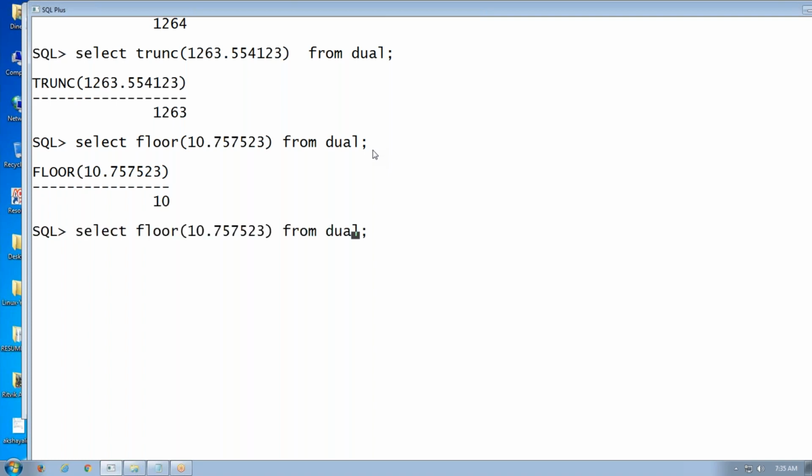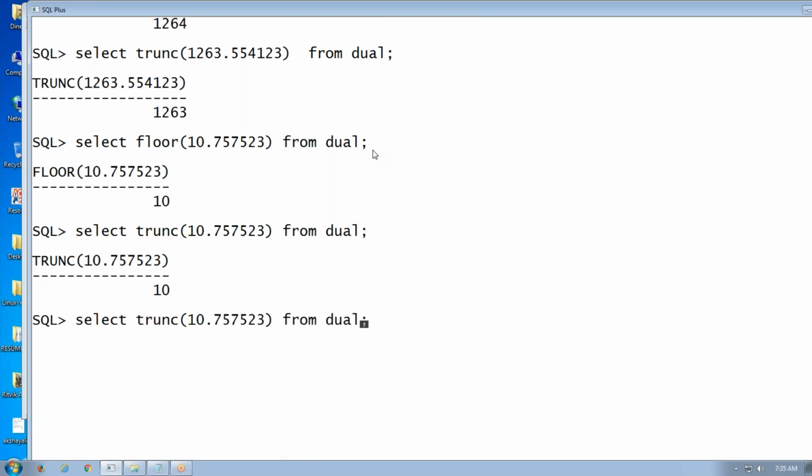Suppose trunc. If you are applying trunc here, the trunc function truncates the value to the specified number of decimal digits. We are not writing any decimal digits, so it will eliminate the decimal part. Here you might expect trunc and floor to be the same. No, don't say that. It is different. Here my target is 4 digits after the decimal place. Can I print this answer by using the floor function? Impossible.